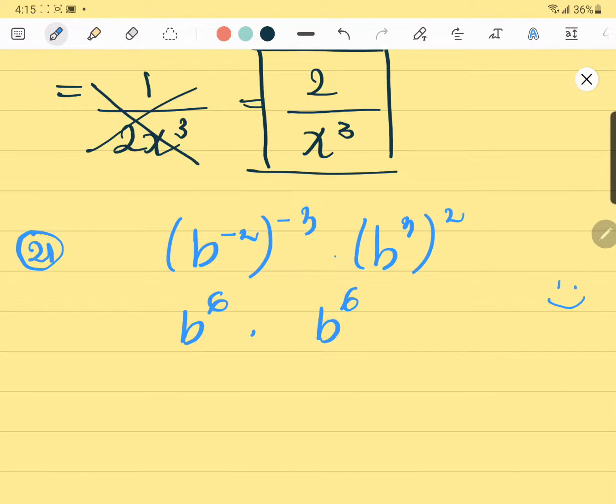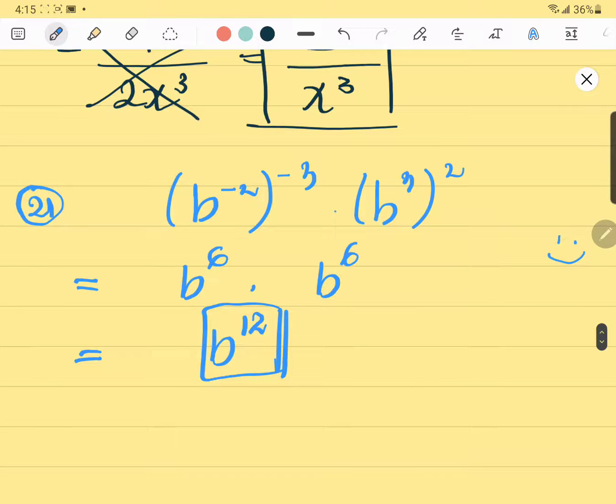We take out the bracket. Now number 2, same base, 2 bases. So we add the power. What? 6 plus 6? 12. All right, cool. Box it and done. Okay. All right, so you can see that.